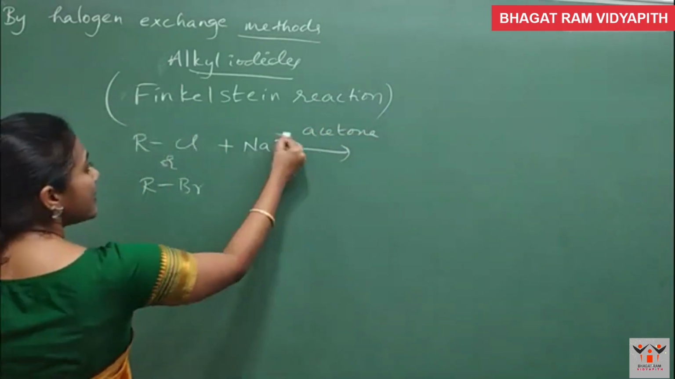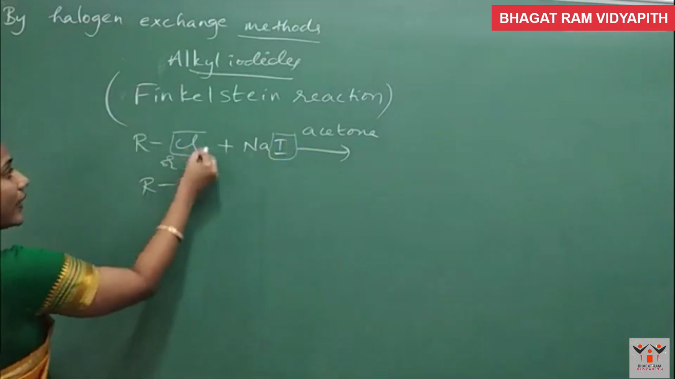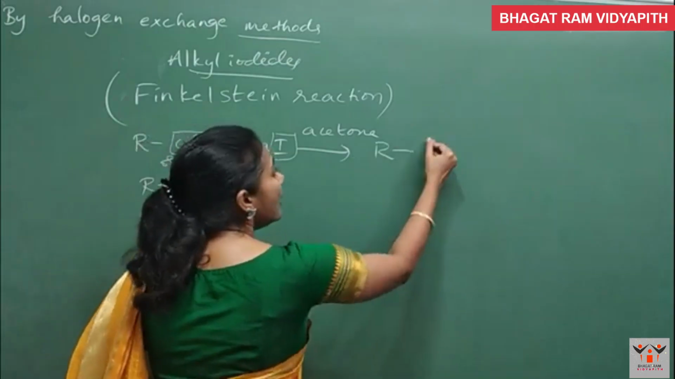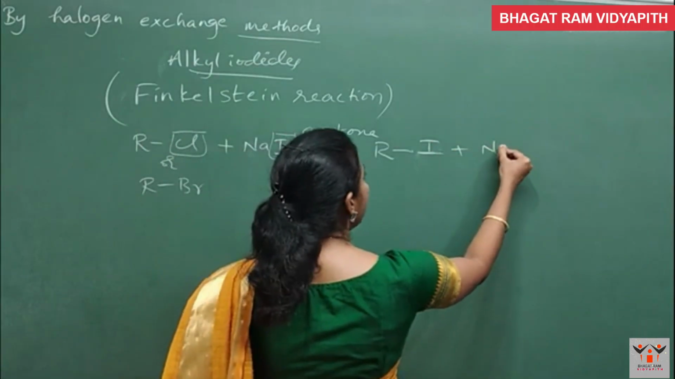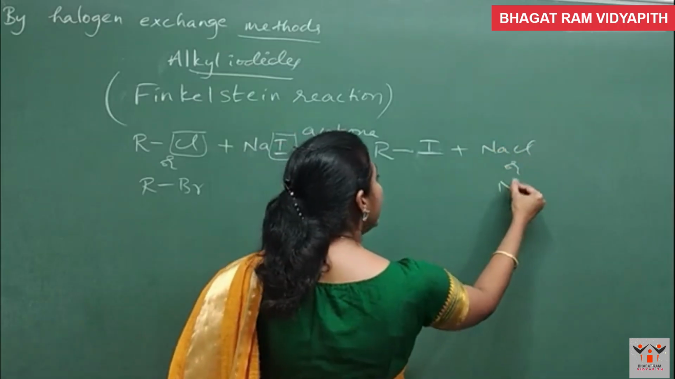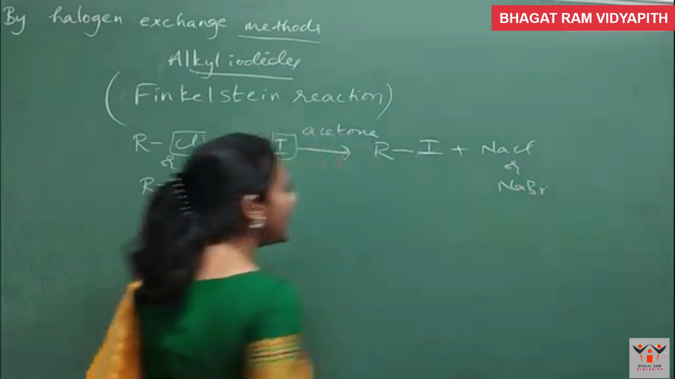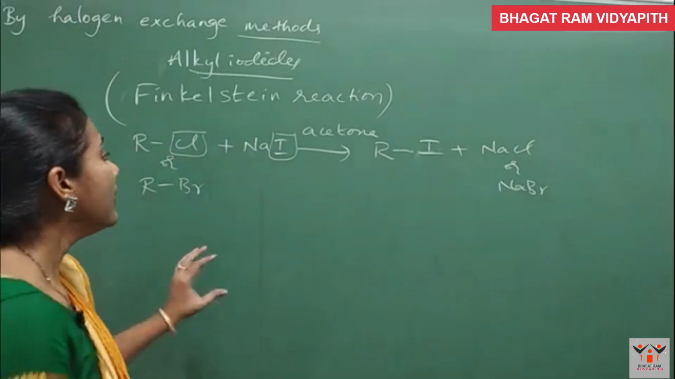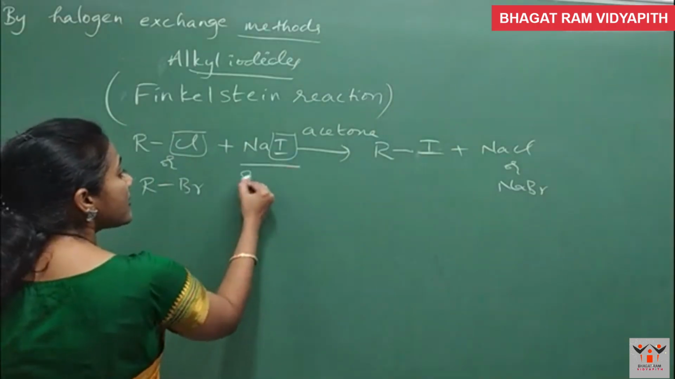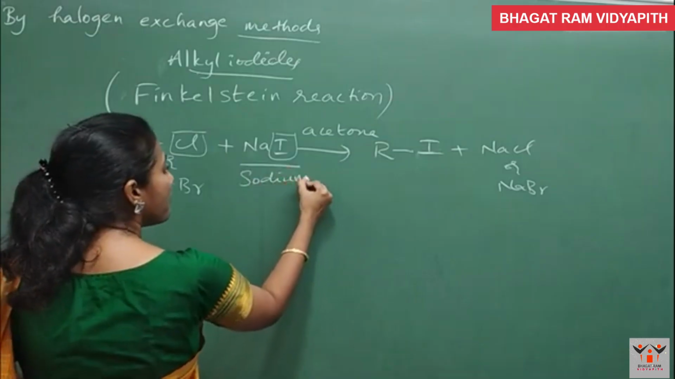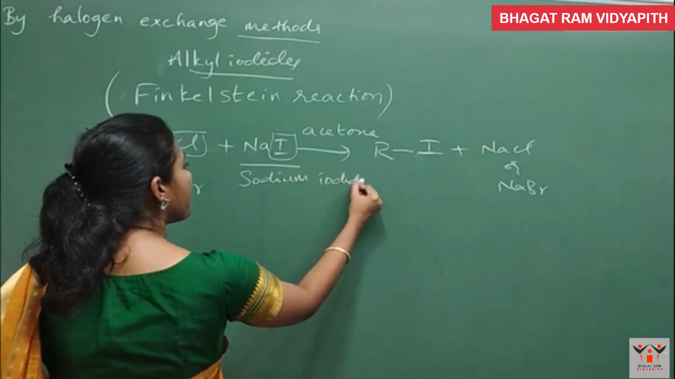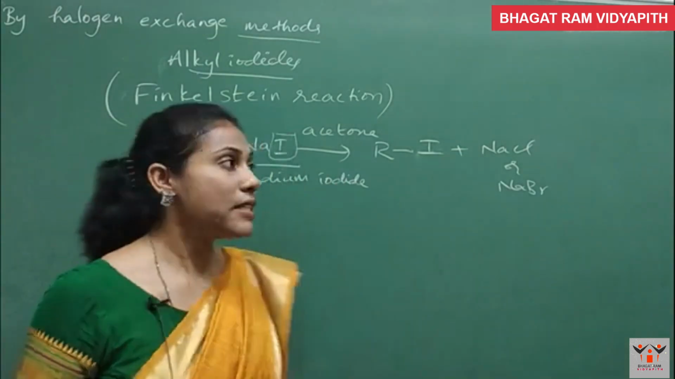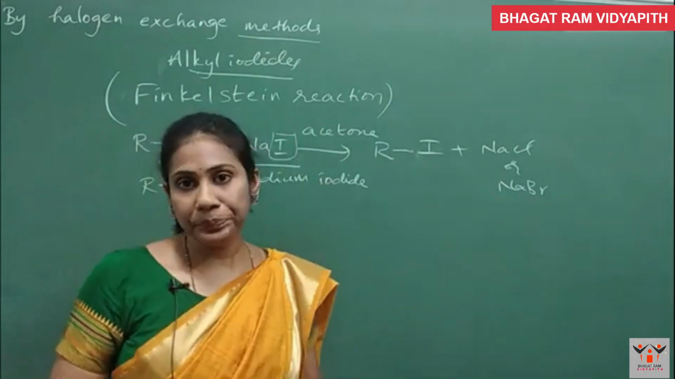the Cl gets replaced with iodine. So you would get RI plus NaCl or NaBr. Okay, so this reaction is called the Finkelstein reaction. Remember, the reagent that we use is sodium iodide. And now, a very important point for the competitive exams: why do we use acetone?